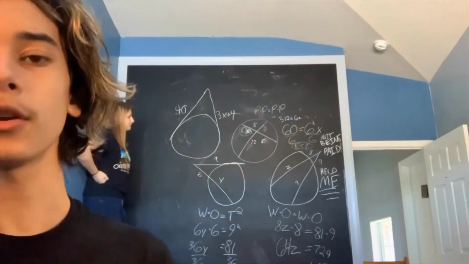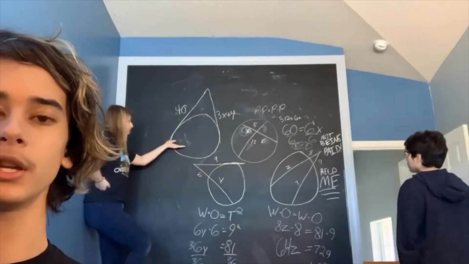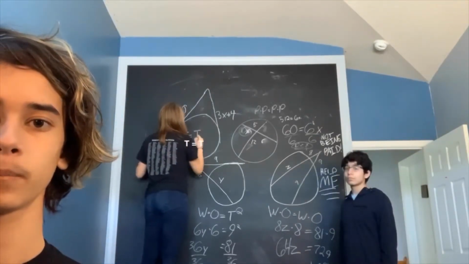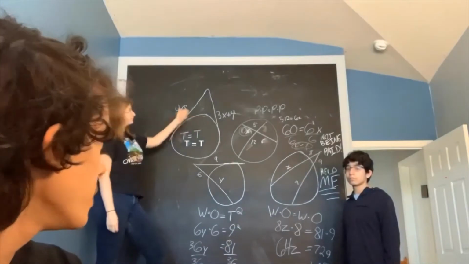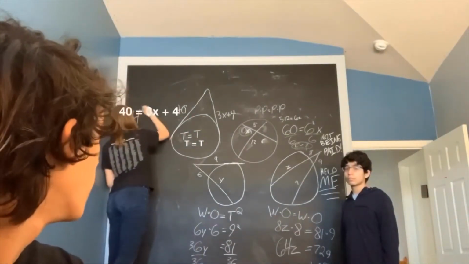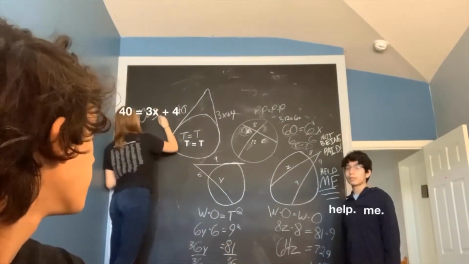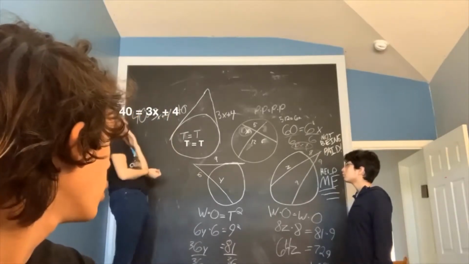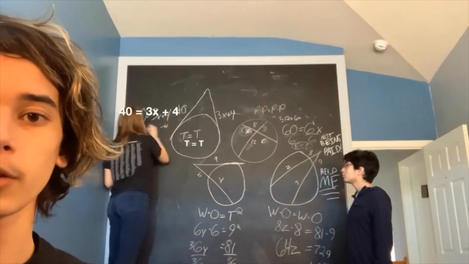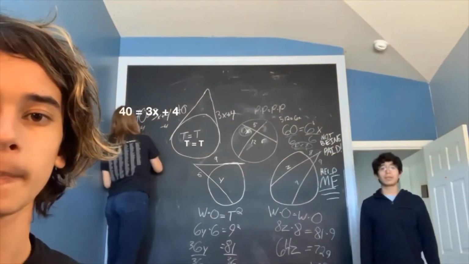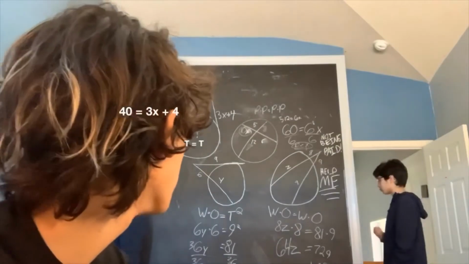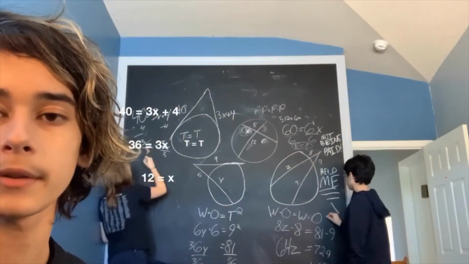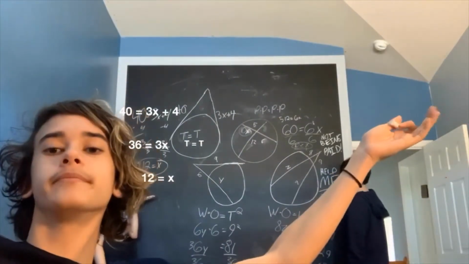And lastly, there's tangent tangent, in which it's just tangent equals tangent. And so in this example problem, it would be 40 equals 3x plus 4. And when doing basic math, you should subtract the 4 to get the variable by itself, which would be 3x equals 36. And when dividing, you should get 12 equals x. And that's it for circles.